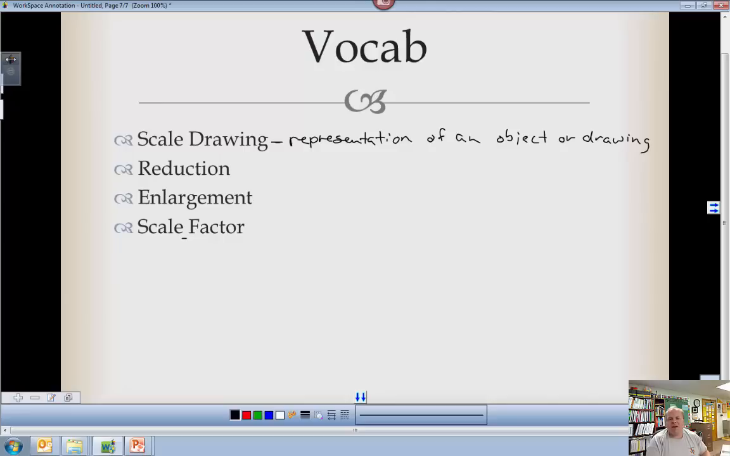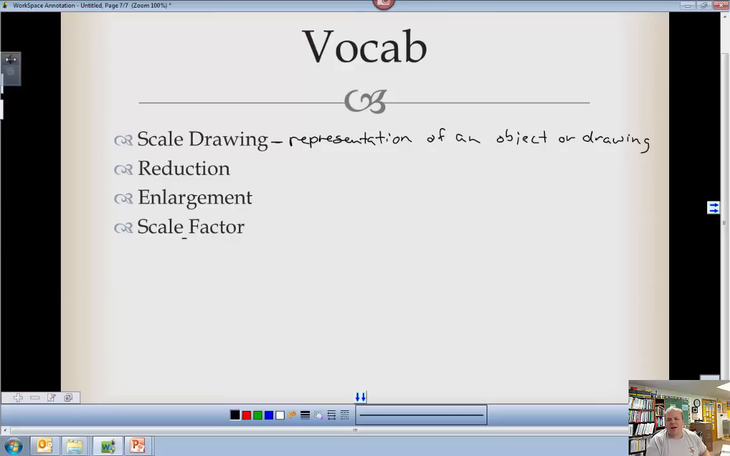So, an enlargement, if I'm going to look at a percentage, it's more than 100%. So if I say I'm going to increase this picture by 150%, I'm enlarging it. That will be an enlargement because I'm making it bigger by 150%. Conversely, if I look at a reduction, it's definitely going to be smaller, so it's going to be smaller than 100%. So if I say my scale factor of this drawing is 65% of the original drawing, my new drawing, my scale drawing, is going to be smaller by 65%.